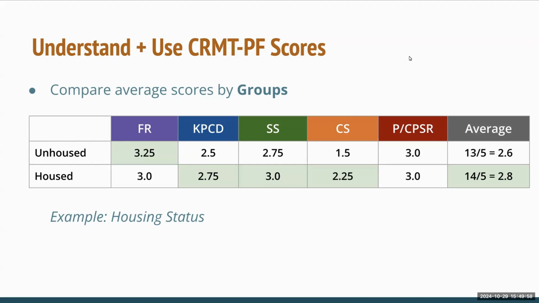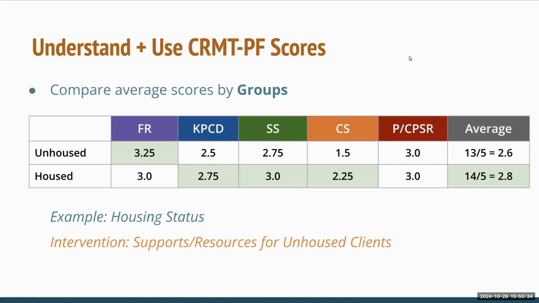In this example, we are looking at average scores for families grouped by their housing status. This shows the average scores for families who are housed and for families who are unhoused. As you can see, the unhoused group is scoring higher on family resilience, but lower on several other sections. This is good information for you because it gives you an opportunity to provide an intervention.